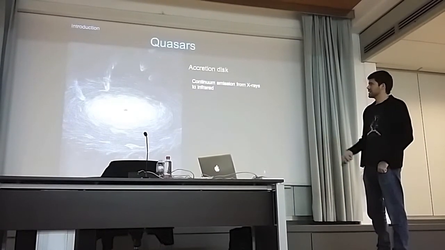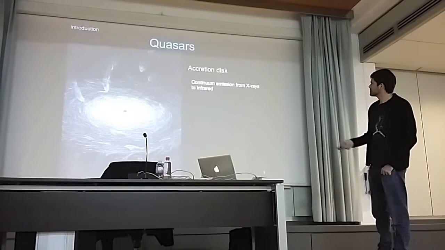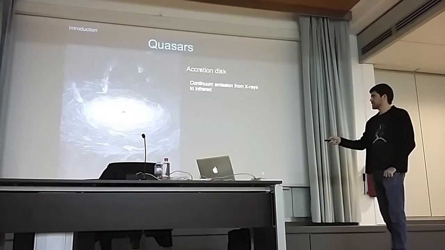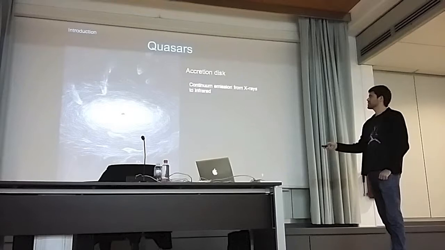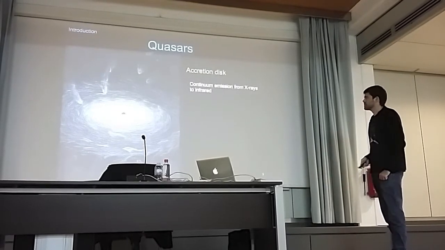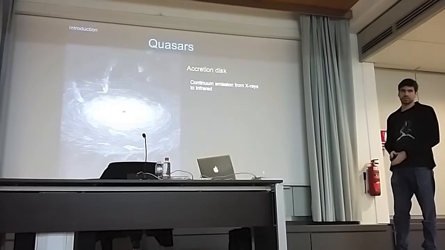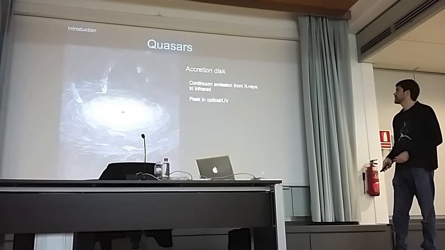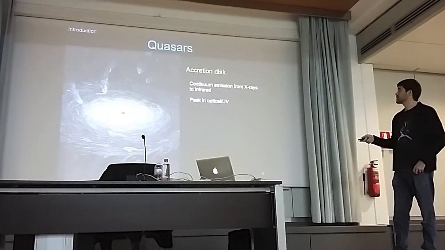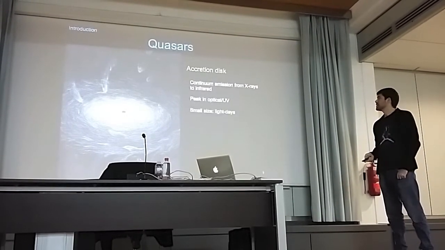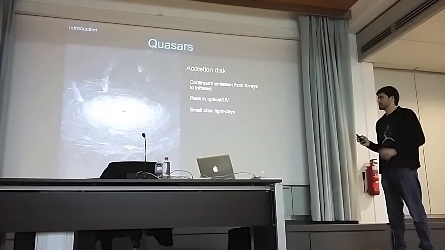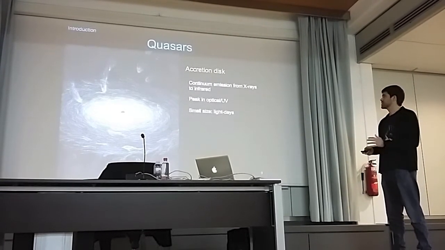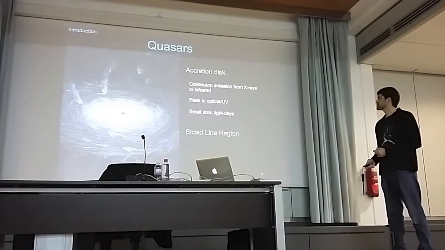which emits light in a continuum, and it goes from X-rays in the center and even in gamma rays in some cases all the way to the infrared. This is what powers the whole system, light coming from the accretion disk. It has a peak in the optical ultraviolet, and the size compared to the rest of the quasar is small, a few light days across.